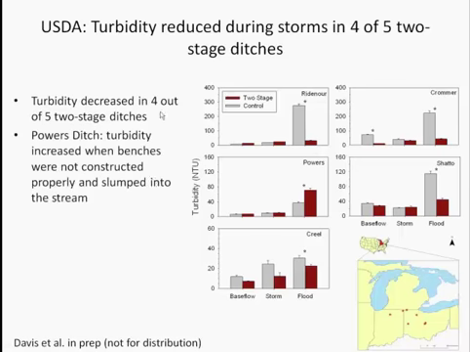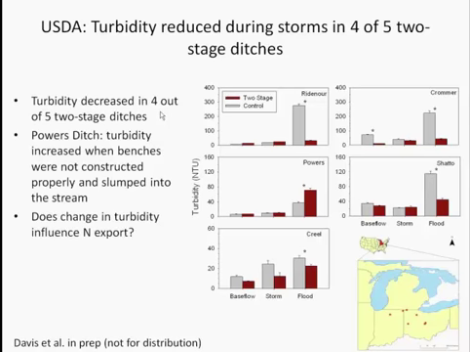The exception was Powers Ditch, where turbidity actually increased in the two-stage, but this is because it was not constructed properly. The project sort of ran out of funds before it could be completed, and so the benches just slumped right into the stream. So, like any management practice, it really has to be constructed properly in order to work properly.